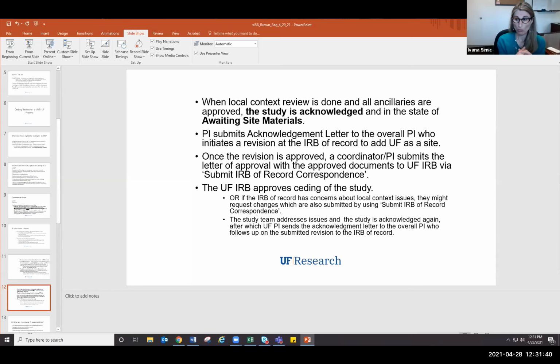Now, once the revision to add UF as a site is approved, the coordinator or the PI for the study would submit IRB of record correspondence, which is an activity in MyIRB where you attach the approval letter that UF has been approved as a site, and then you attach all same documents such as informed consent, any recruitment materials, anything that needed single IRB's approval in relation to UF as a site.